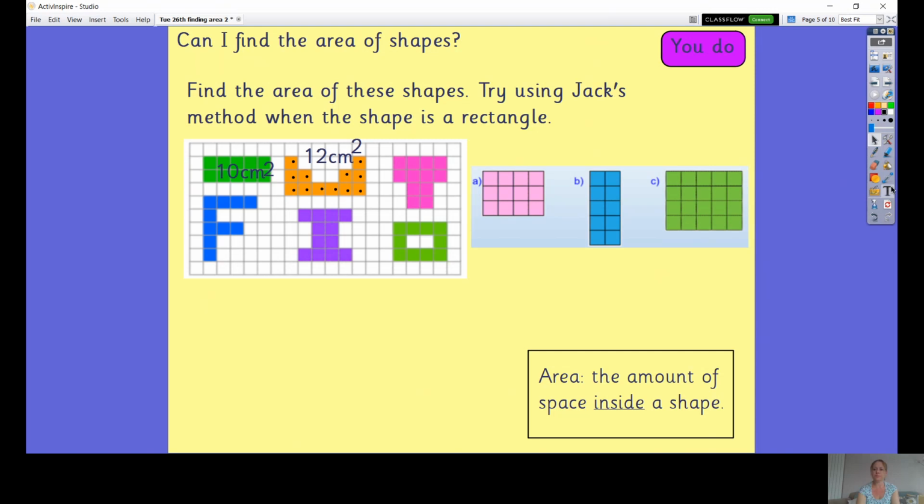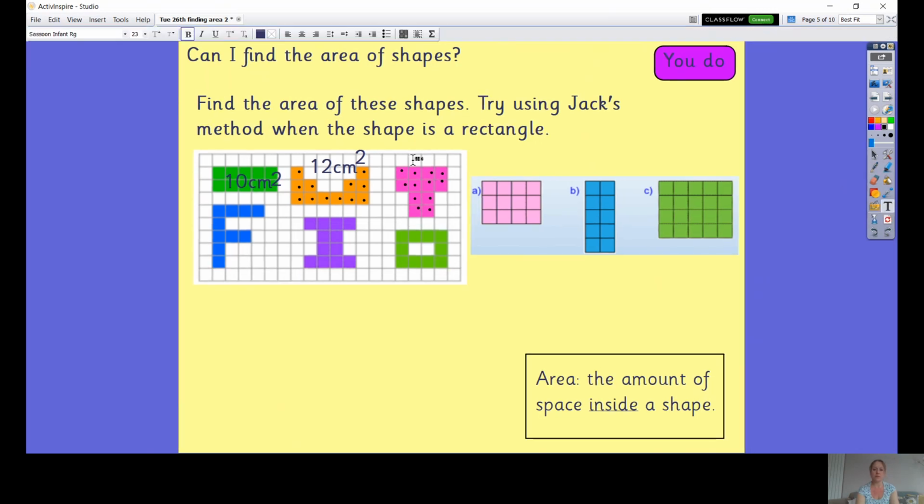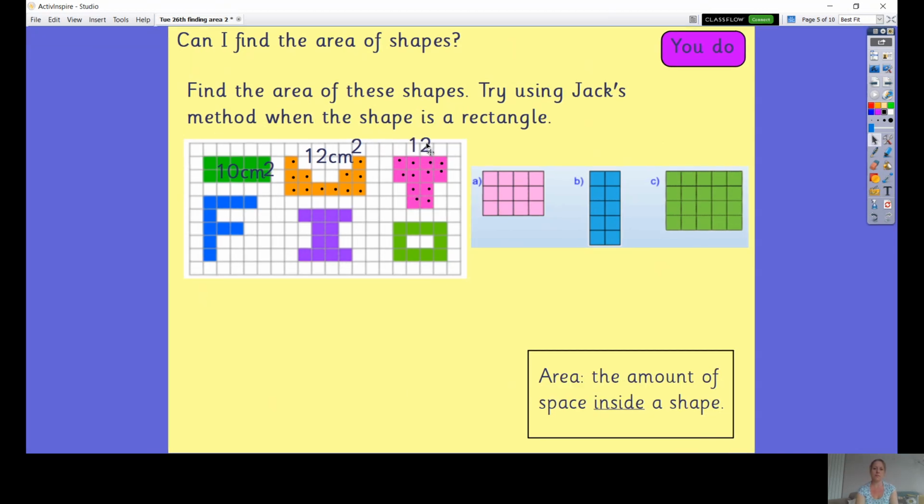Okay, then this one, I'll get my pen again because it's not a rectangle. 1, 2, 3, 4, 5, 6, 7, 8, 9, 10, 11, 12. So that was 12 centimetres squared. I'm not going to write centimetres squared after all of them, I don't think, because it's going to take me ages and you'll get bored of watching me write it again. So this one, 1, 2, 3, 4, 5, 6, 7, 8, 9, 10. So that one's 10 centimetres squared.